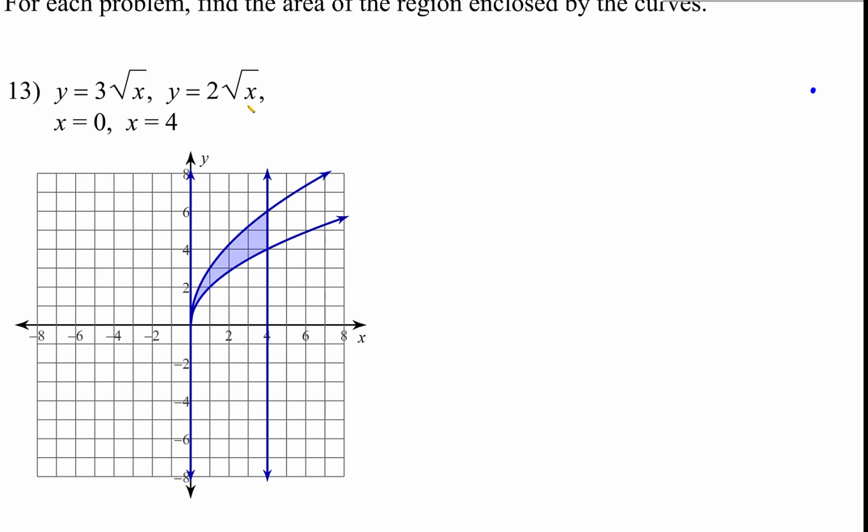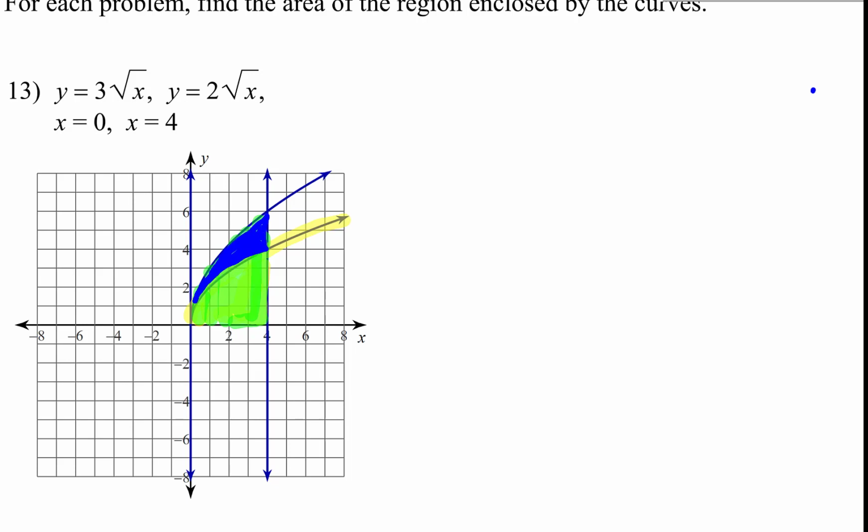Since 2 root x is a little bit smaller than 3 root x, that's this function right here. Well, the area under that curve from 0 to 4 is here, the yellow, and then the 3 root x, the area under that curve from 0 to 4 is all of that. So notice the only part that they care about is this part.